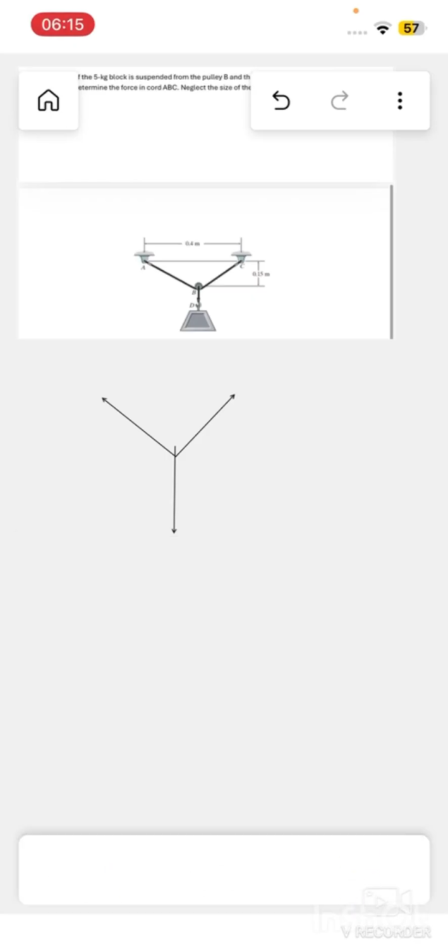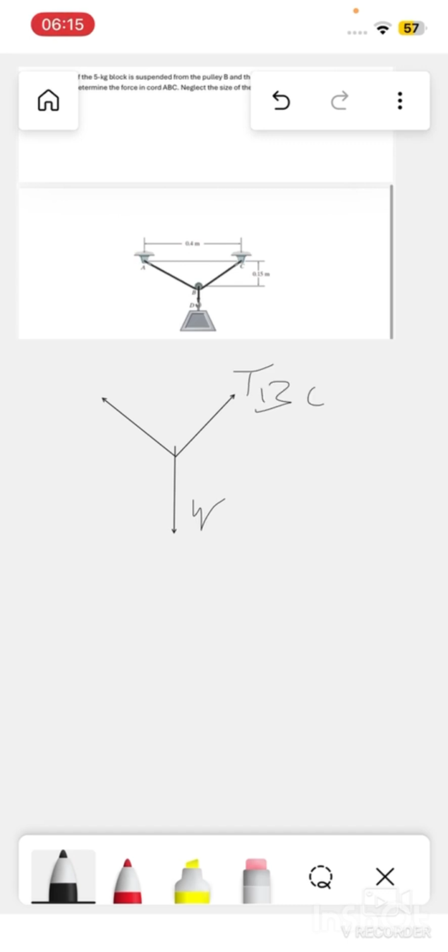Naming our forces, we're going to say this one is weight. This one is T_BC. This one is T_AB. Yeah, it's going to be T_AB. Therefore, this is our free body diagram.